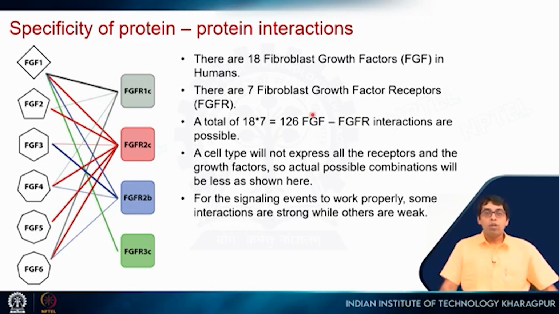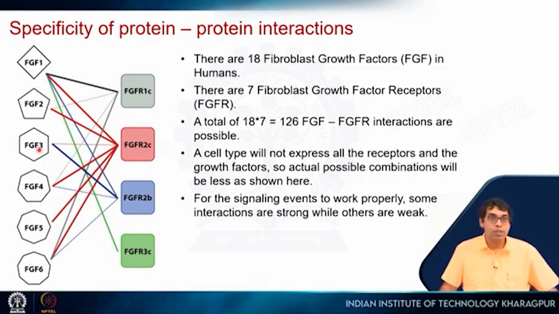Now, not all cells will express all the growth factors and all the receptors. A typical example is shown here where a particular cell type expresses only these 4 receptors and these 6 growth factors. So in this case 4 times 6, we can have 24 different combinations. Now if all of them are interacting with each other equally, then we are going to have a mess. There will be no specific signaling. So what is needed is that these receptors should bind to these growth factors with some degree of specificity, and we will see some examples.